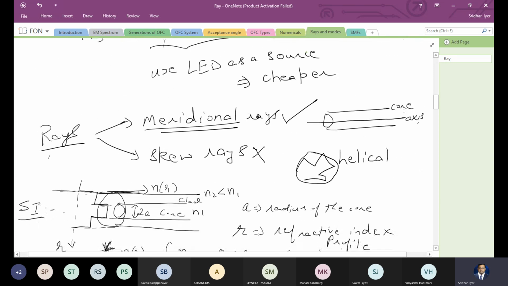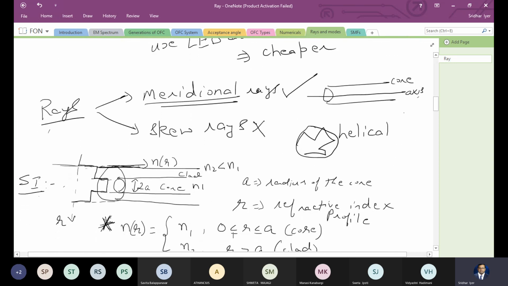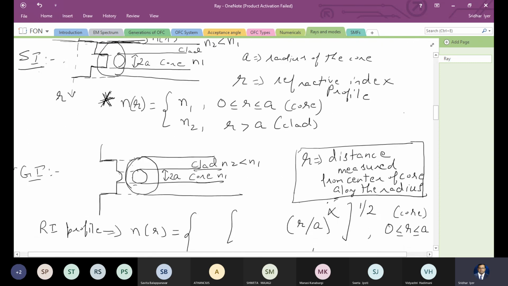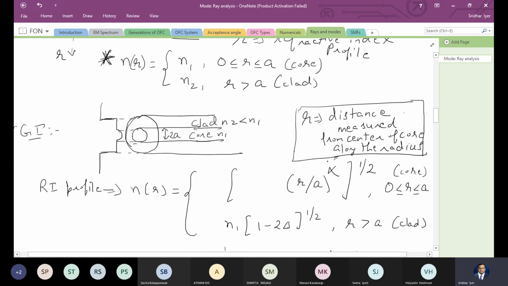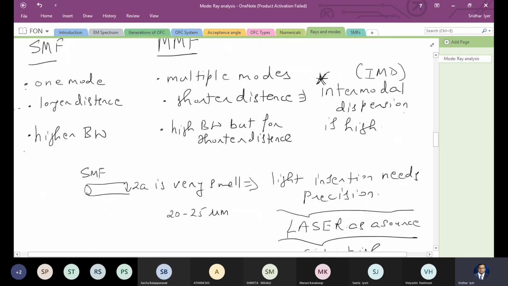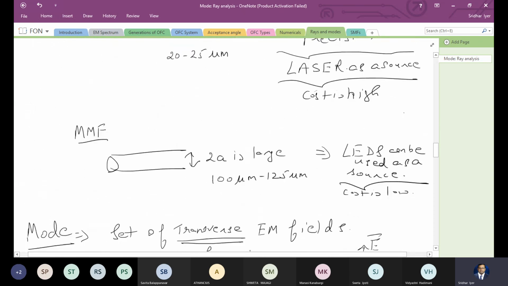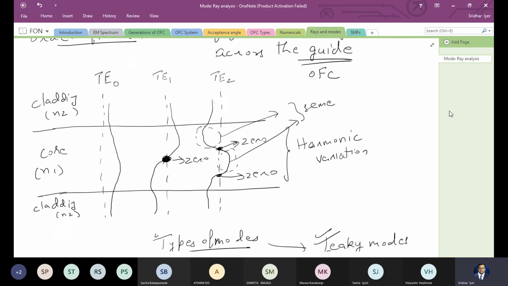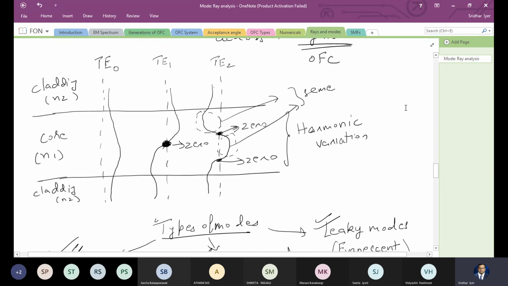So we looked at these advantages and disadvantages, and we looked at the various aspects of step index fiber and graded index fiber also, and the mathematics behind that. Then we again separated the single mode and multi-mode fiber, and I had explained in detail the concept of zeros, the modes crossing the zeros, and how the order can be found. So we've taken an example of transverse electromagnetic field TE0, TE1, and TE2. That showed you what this crossing of zero means and how you can find the order.